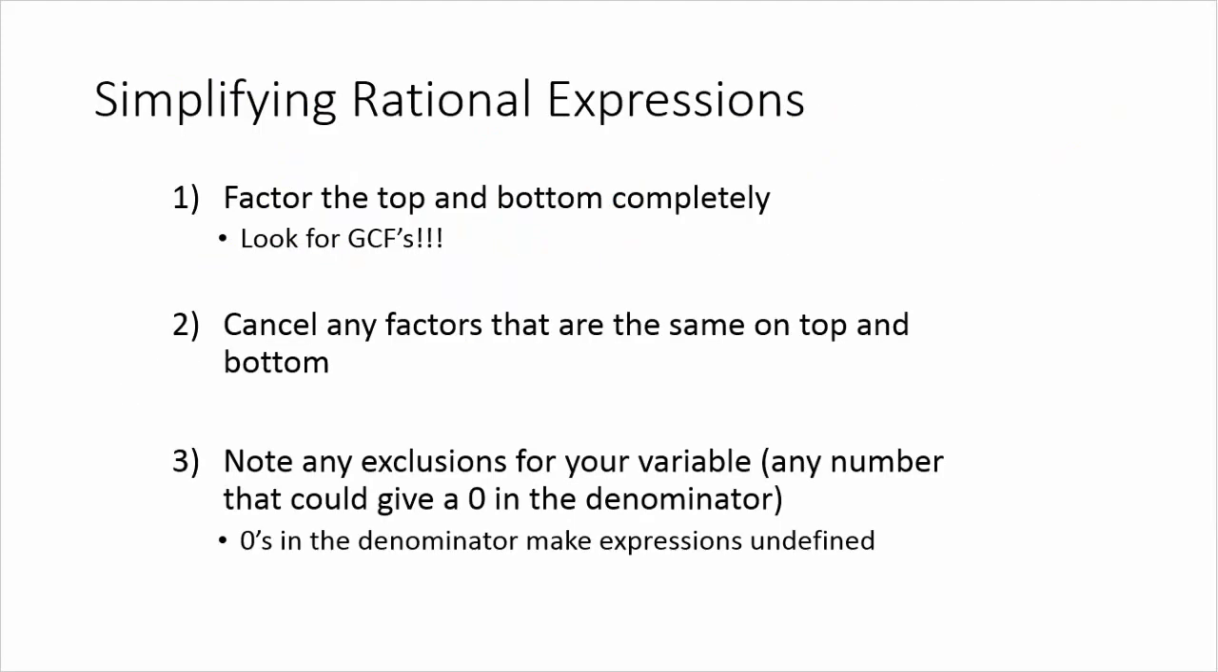This is just a little slide summarizing the steps that I just talked about. First, and this is very important, you don't want to start canceling things right away when you have polynomials with plus and minus signs, different terms, and all that stuff. You want to factor the top and bottom completely unless you're dealing with only monomials. Look for greatest common factors, pull those out, and then cancel anything that's the same on the top and the bottom. And then finally, note any exclusions for the variable.